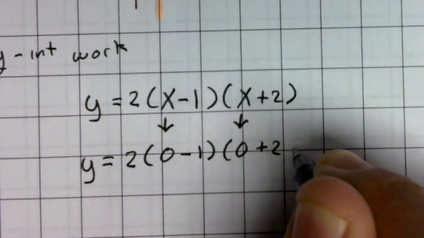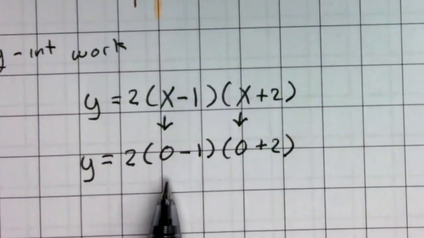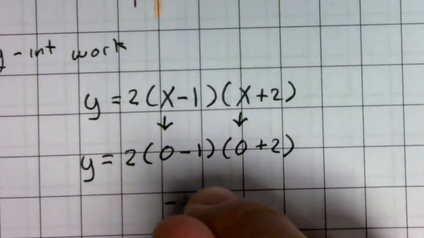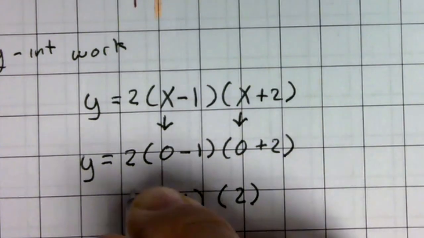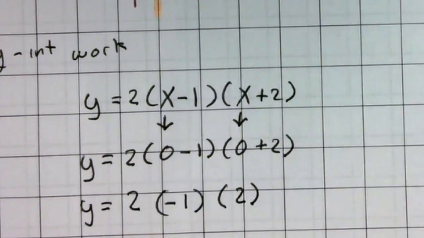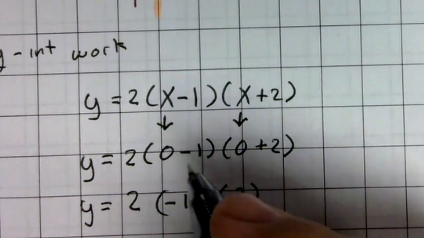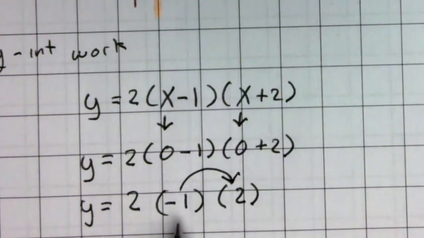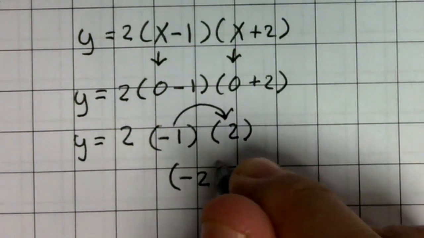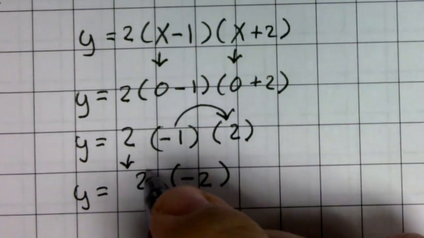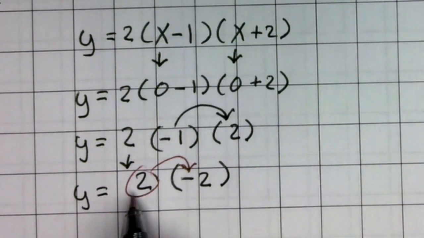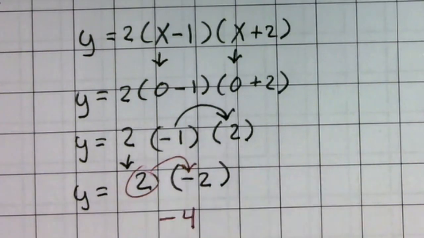times 0 plus 2. Notice I didn't even put the zeros in parentheses because let's face it, when you put a 0 in there, it's not going to change anything. 0 minus 1 is still going to be minus 1. 0 plus 2 is still going to be just positive 2. And then we have this 2 on the outside that's being multiplied to it. So it doesn't matter the order in which we multiply. I'm going to start by just multiplying these two that are in parentheses. So negative 1 times 2 gives me negative 2. And I'm going to put that answer in parentheses, bring down this 2. And then now I'm going to multiply this positive 2 to that 2 that's inside the parentheses. So 2 times negative 2 gives me negative 4.